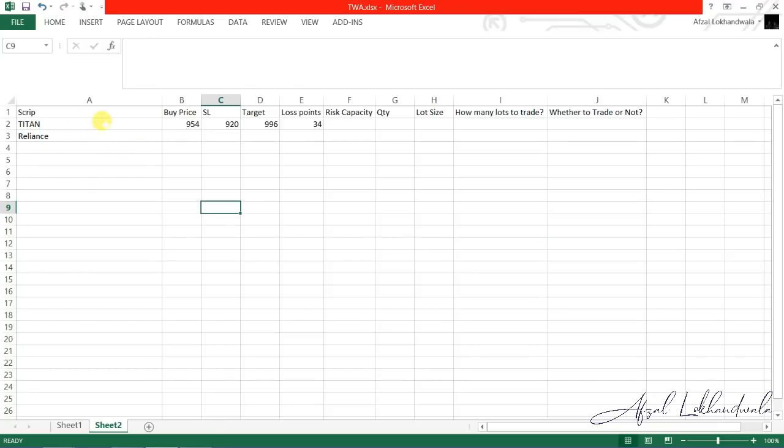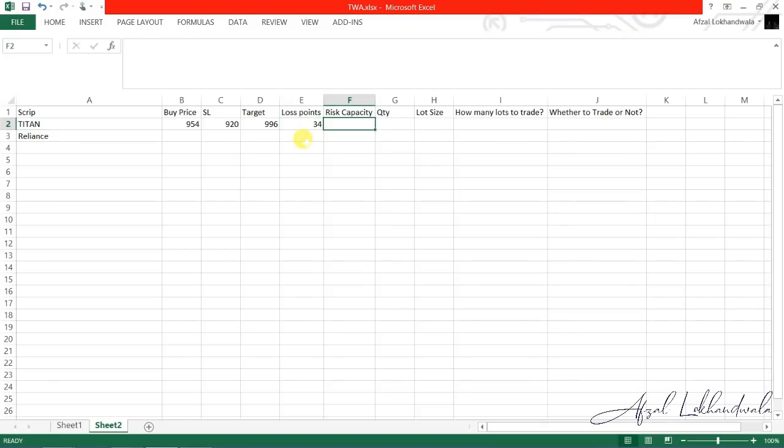Now let us say the first trade is here. Let us say that the trade is such that you can buy Titan at 954 with a stop loss of 920 and a target of 996. So the first thing you need to calculate is the loss points. How many points will the trade move against your position? Then it will give you the loss. The loss points will be calculated as buy price minus stop loss. The trade will move down 34 points and then your stop loss will be hit. So the loss points you calculated here will be 34.